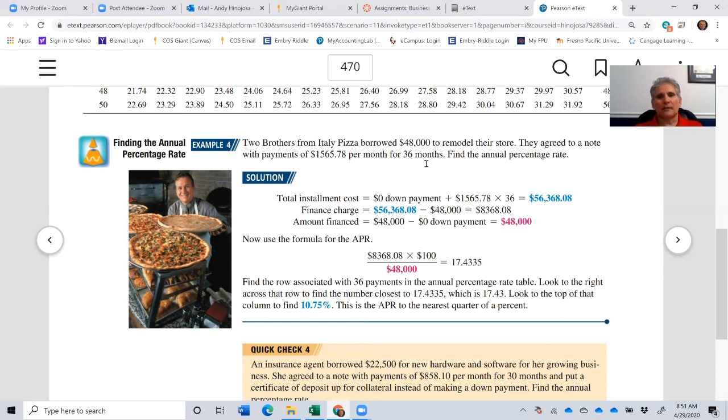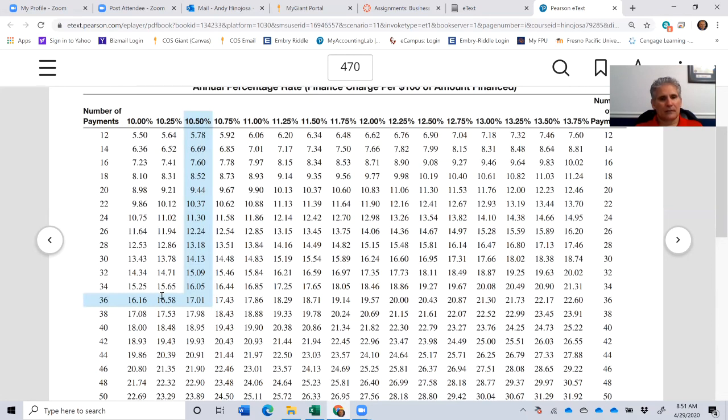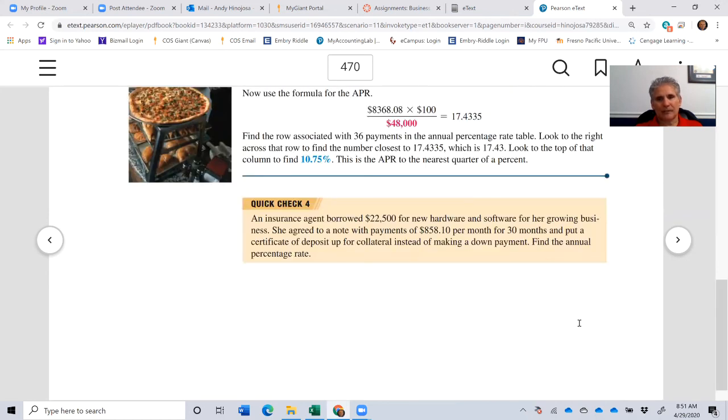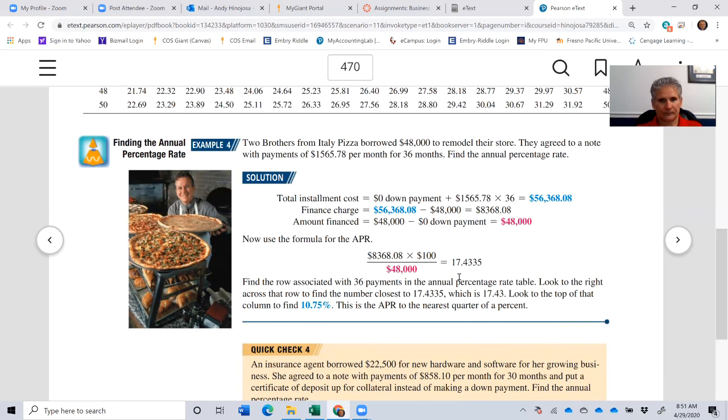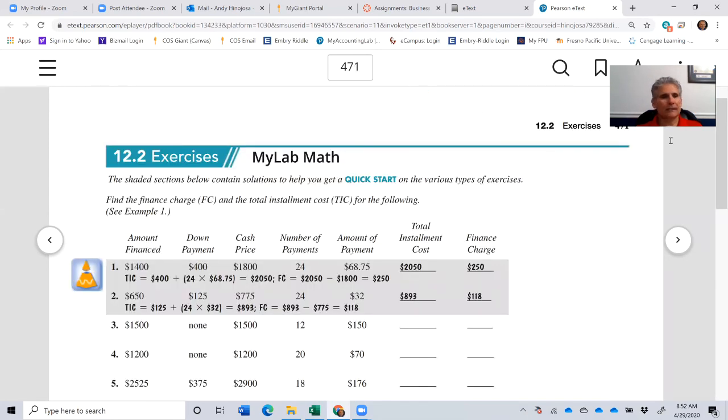17.4335. Now, they're paying for 36 months, so we're going to look for this number, the closest one in the row for 36 months. 17.4335. The closest we can come up with is 17.43, so we scroll up, and it turns out that rate is 10.75%. That concludes 12.2.